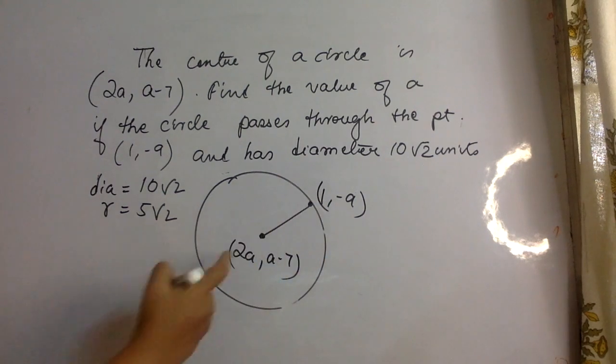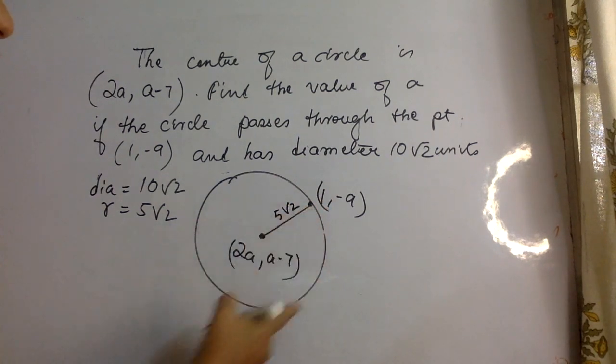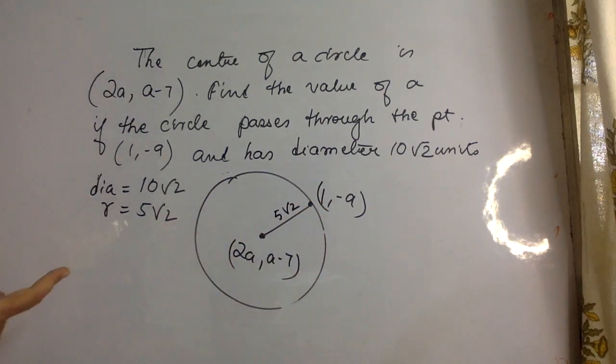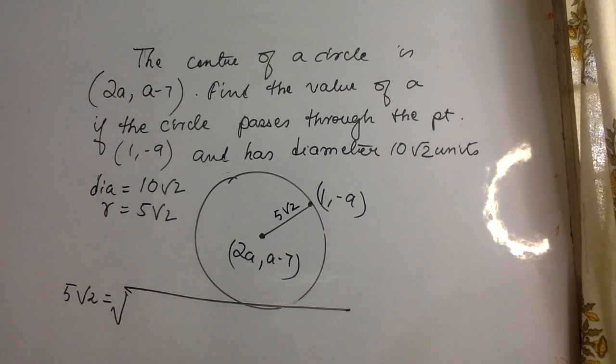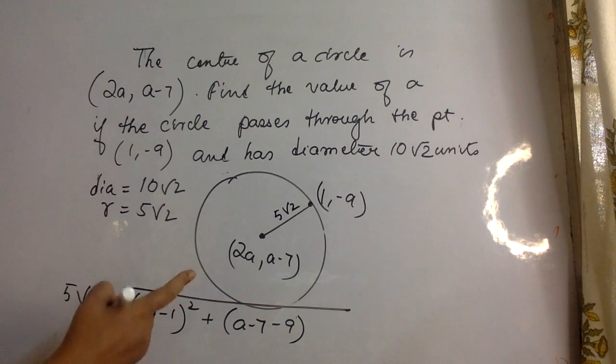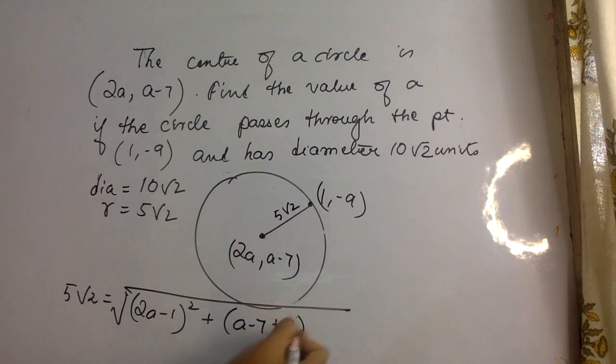We'll just join this and we'll use the distance formula here. This is 5 root 2, because let this point be anywhere, the radius is going to be 5 root 2 only. That is, the distance from the center to this point is 5 root 2. So now we are going to use the distance formula. 5 root 2 is equal to root of 2a minus 1 squared plus a minus 7 minus 9. Okay, so that is a minus 7, but then this becomes plus 9, minus into minus is plus 9 squared.